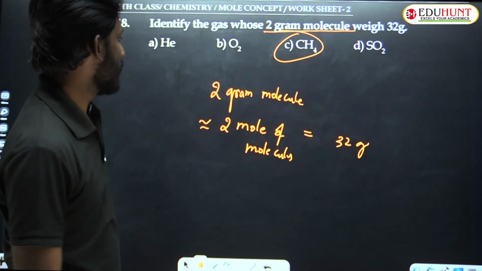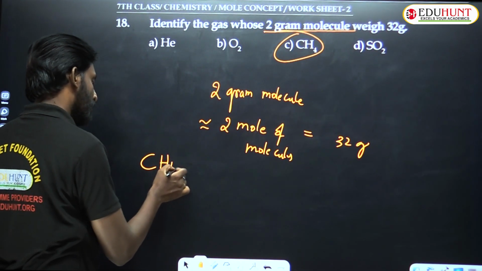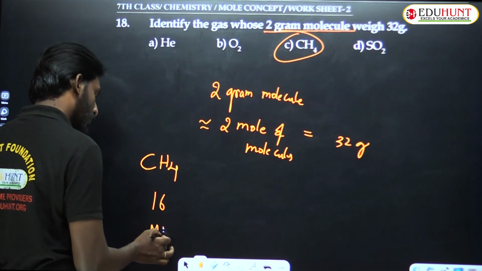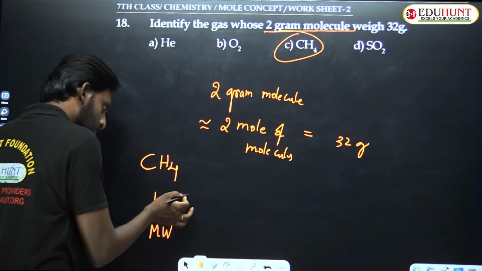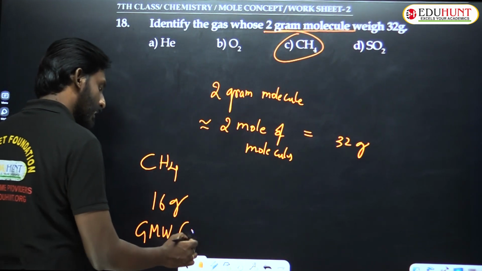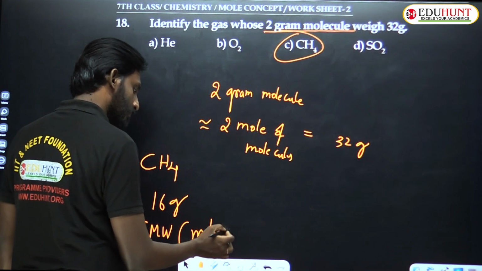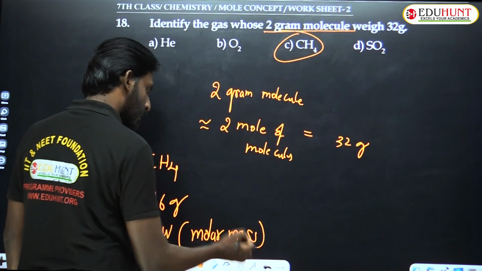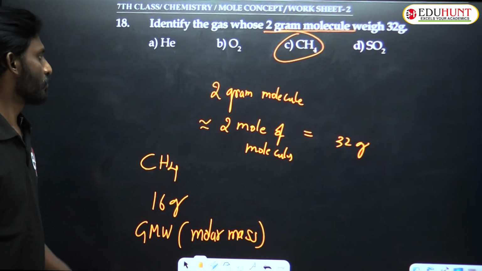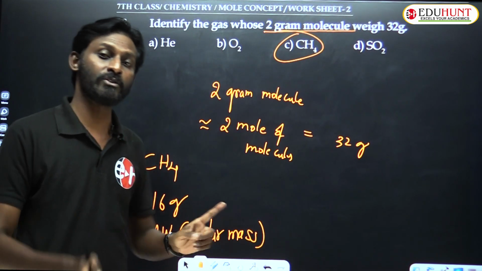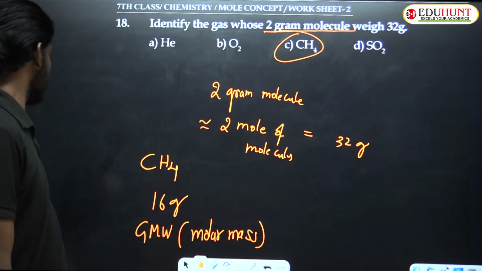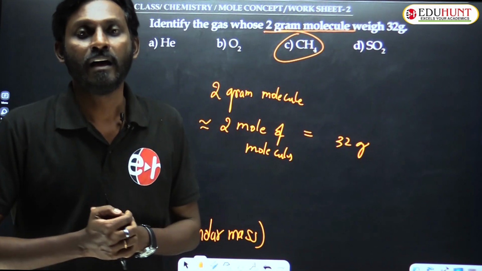Methane. CH4 is the formula. So 12 plus 4, 16 is the molecular weight. If you express it in grams, it becomes gram molecular weight or gram molecular mass, otherwise called molar mass. Why is this called molar mass? Because in these 16 grams there is 1 mole of molecules. So 1 mole of molecules is 16 grams, which means 2 moles of molecules is 32 grams. So C is the correct answer. Okay, I hope you understand this. Thank you.